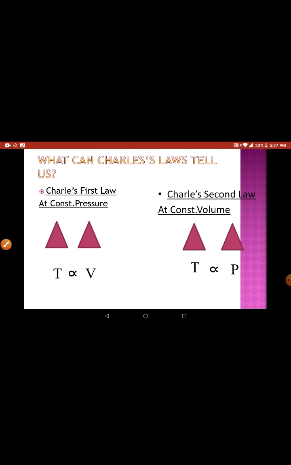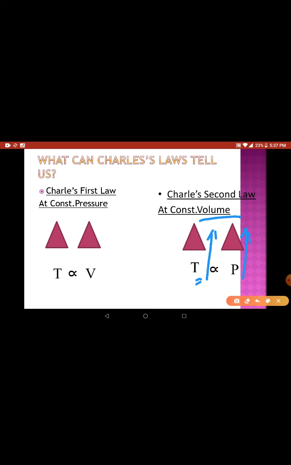Similar is the case with constant volume thermometer. Here, if you keep the volume as a constant, then increase the temperature, then pressure also increases linearly. So pressure is increasing linearly with the temperature. So pressure is varying linearly with the temperature.